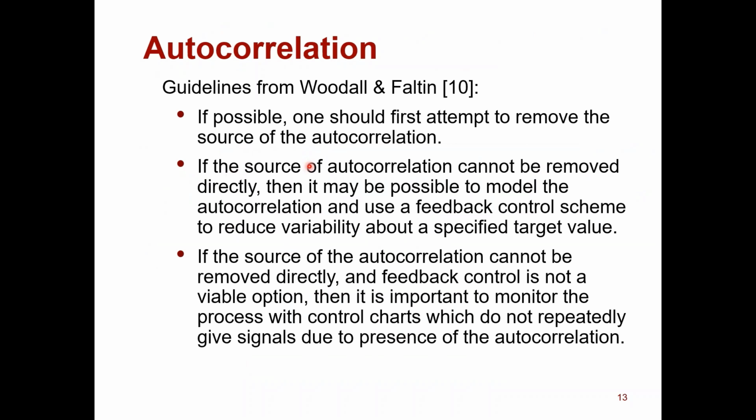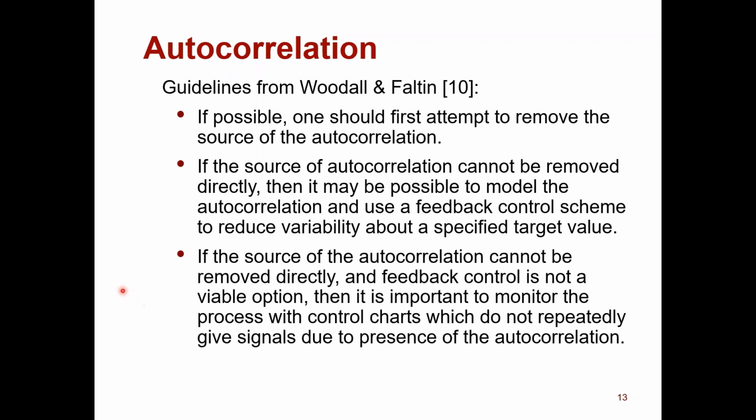Some guidelines from Bill Woodall and Fred Faltin. If possible, one should first attempt to remove the source of autocorrelation. So that's something to keep in mind. If you can remove it, then of course it's better to remove the autocorrelation and just use a regular control chart. Secondly, if it's possible to use a feedback control scheme to reduce the variability about a specified target value as a way of dealing with this autocorrelation, that's also recommended before you implement SPC for autocorrelated data.